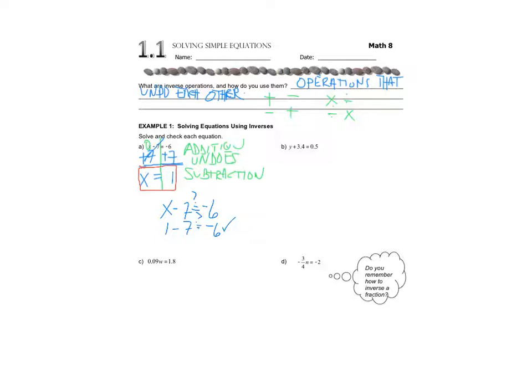So we have y plus 3.4 equals 0.5. First thing I'm going to do is draw that line right through my equal sign. I am solving for y. Now I see plus 3.4. So I got to think to myself, what is the opposite of adding? Well, as we already talked about, adding and subtracting undo each other.